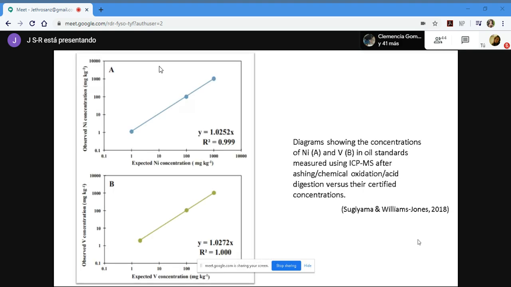We also calibrated this method by using oil standards of known concentration. And we found that our experiment matched the concentrations of nickel and vanadium in the oil standards. So we know that this methodology has a high level of precision.